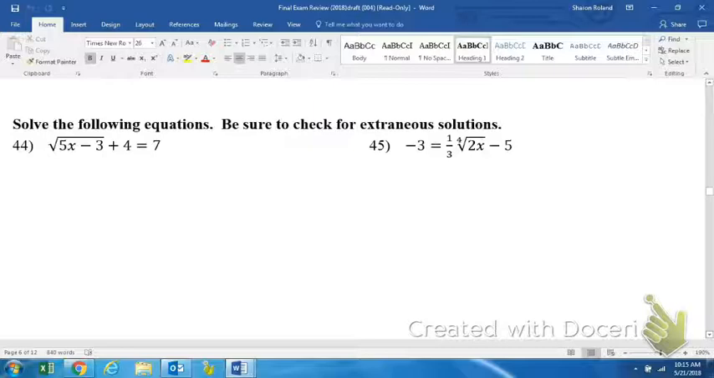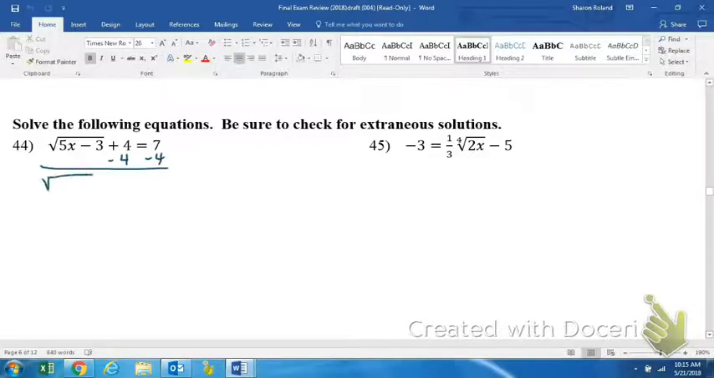Okay, to solve the following equations, be sure to check for extraneous solutions. On number 44, in order to solve, you're going to have to make sure that the radical is by itself. So you have this plus 4 here. Oops, already made a mistake. You're going to subtract 4 because it's added to one side.